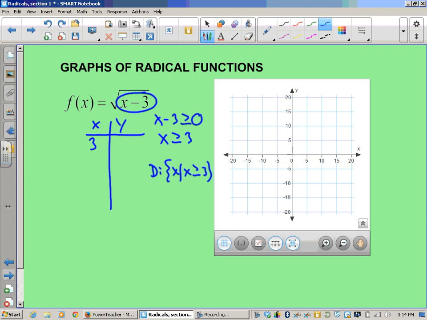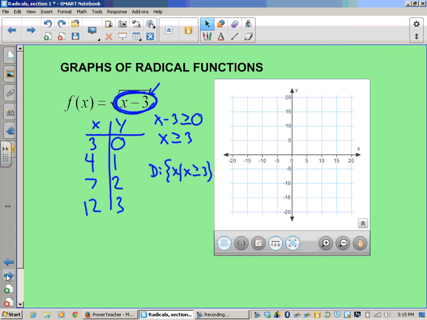If I plug a 3 in, 3 minus 3 is 0. Square root of that is 0. What if I plug in a 4? 4 minus 3 is 1. Square root of that is 1. And now I want to be a little strategic here, and you have to kind of read in between the lines. What would have to happen for me to get a y of 2? Well, that means somewhere inside of here, I would need to get a 4. That happens when x equals 7. Same deal if I want to get a 3. That means the stuff inside of here would need to equal 9. That will happen when we have a 12.